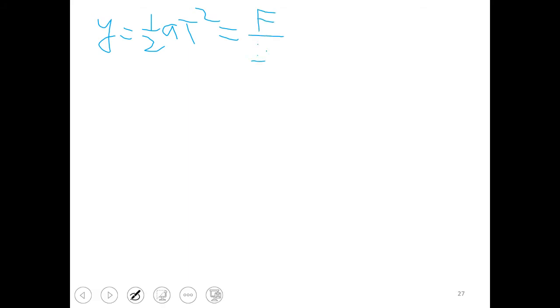Actually, y should be 1/2 a t squared. I suppose you should have learned it in high school. And a equals F over m, Newton's second law of motion.